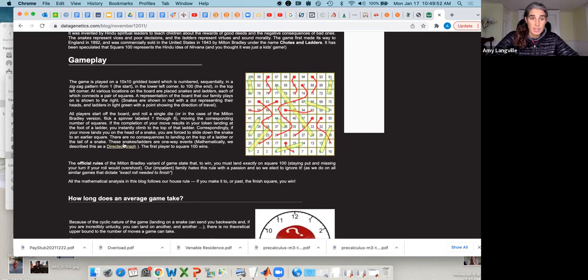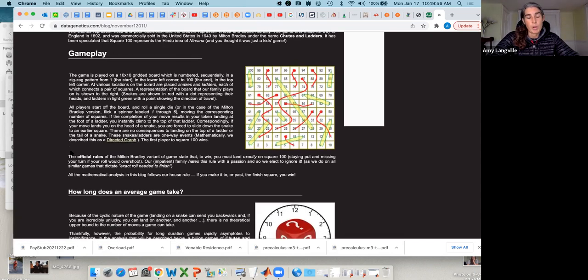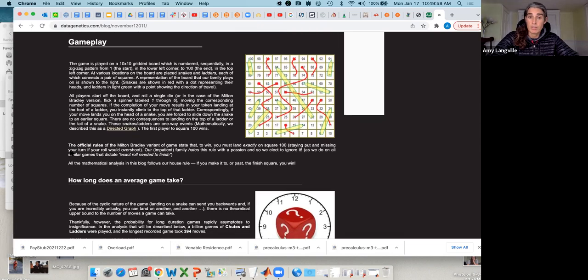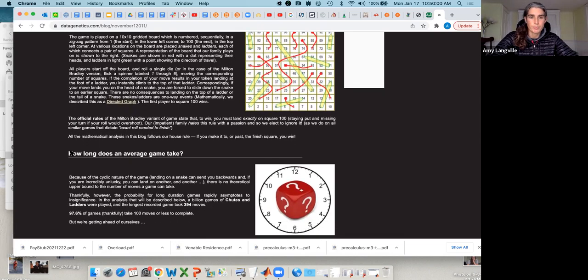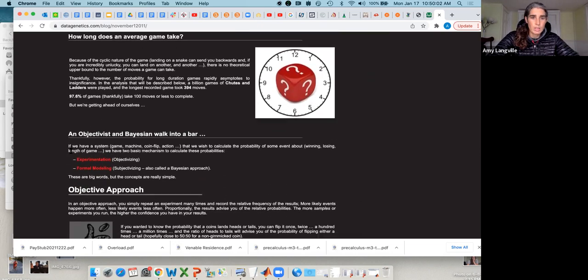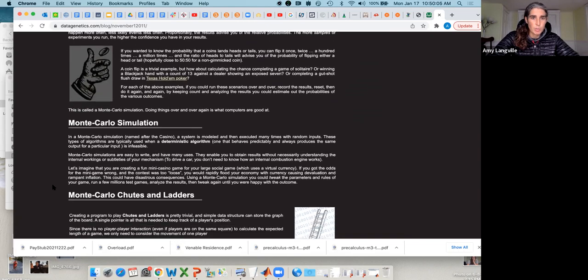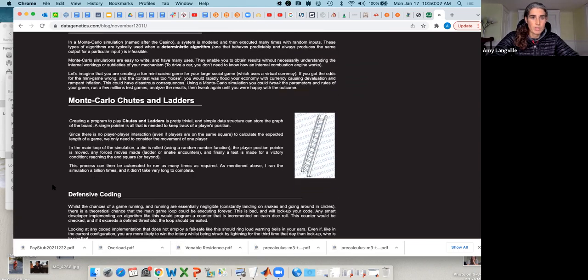We can think of it as a directed graph, and we'll see that matrices often represent graphs. They can be weighted or unweighted. We'll talk a bit more about that. You can follow through and read about the game, but we're going to get to the part that has to do with Markov chains.